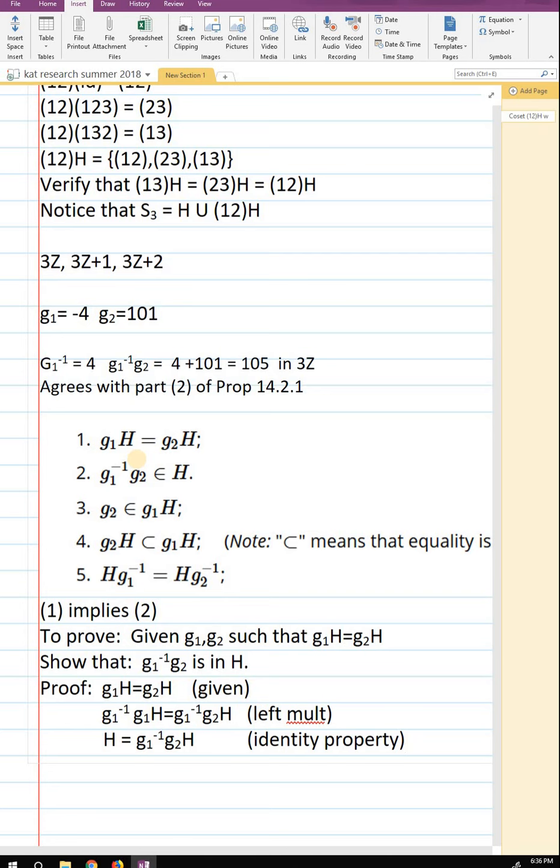All right, so this is a key step here. Remember what we want to show. We want to show that G1 inverse G2 is in H. Well, we showed it up there, but only with numbers. We have to think abstractly now. Yes, you have to show why it's true in general. So how do I go from here to the fact that G1 inverse G2 is in H?